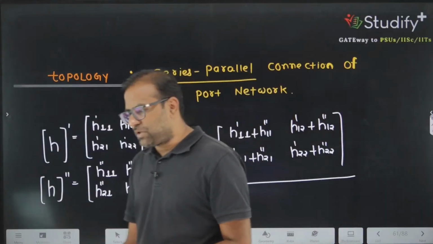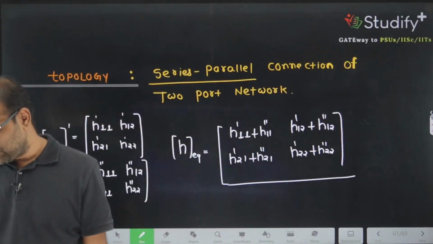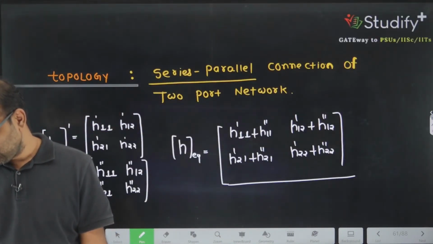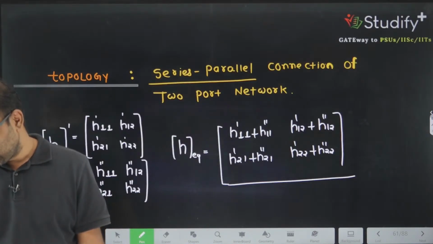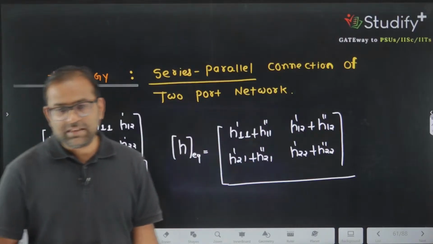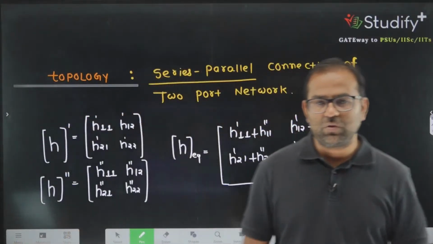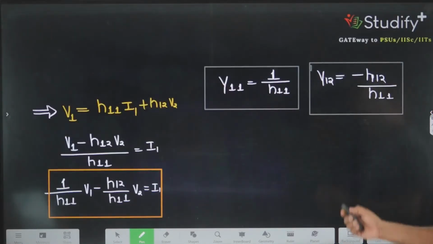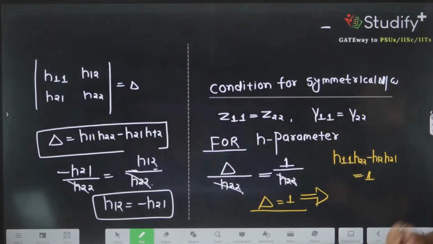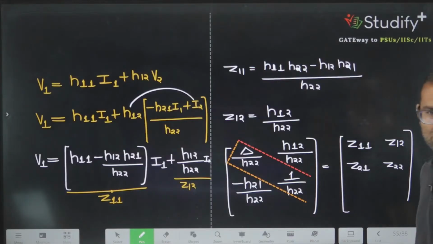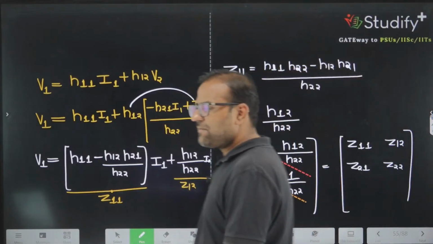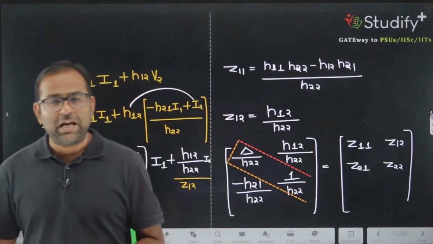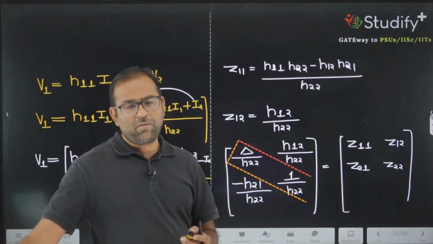So in this topology, you can add the H parameter model. You can add the H parameter model when you have this type of connection. Correct? So this is our discussion on the H parameter model.